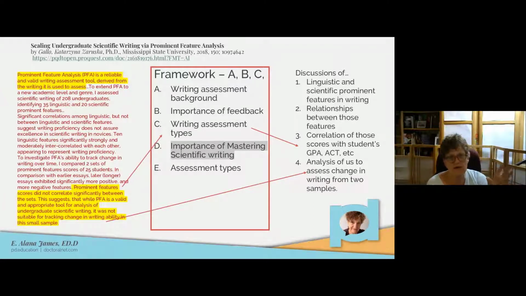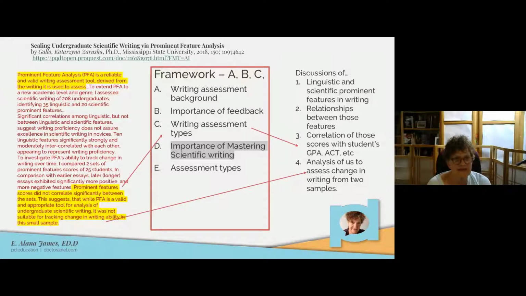Okay, so this is about trying to scale undergraduate scientific writing, and they're going to use a particular tool. Prominent feature analysis is a reliable and valid writing assessment tool derived from the writing, and it is used to assess. So it's about looking at this through this assessment tool. And they tried to use it two times to show distance between one and the other, to see whether or not students were writing better scientifically.